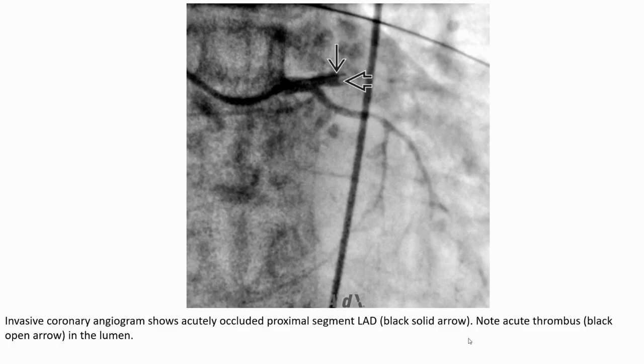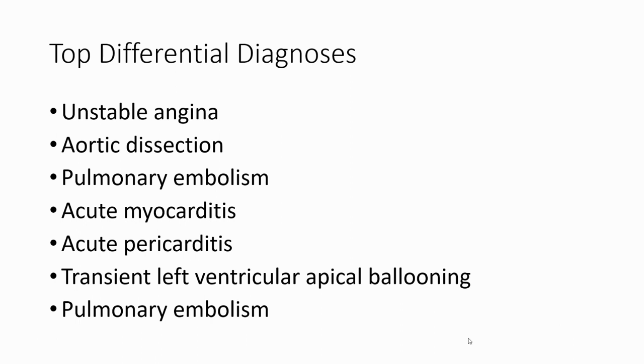This is an invasive coronary angiogram showing an acutely occlusive proximal segment, black solid arrow, with acute thrombus, black open arrow, in the lumen. Top differential diagnosis: unstable angina, aortic dissection, pulmonary embolism, acute myocarditis, acute pericarditis, Takotsubo or apical ballooning, and pulmonary embolism.